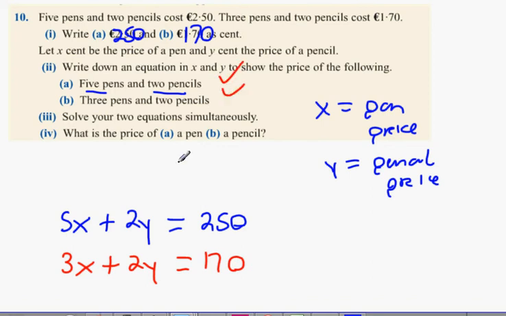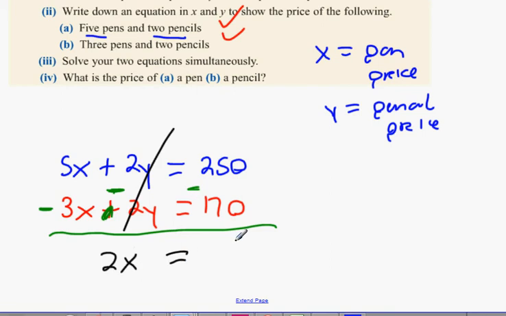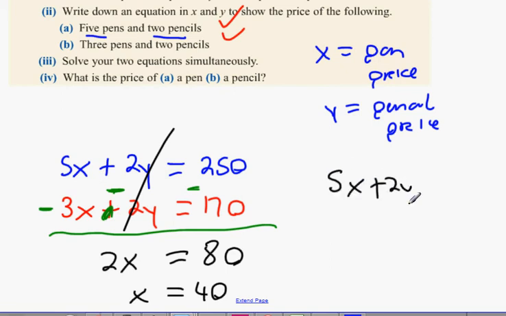Done. Solve your equation simultaneously. How would you do that? Harry? Multiply 1 by minus 1. Which one? We'll go bottom, okay? Minus, minus, minus. Let's see what happens. 2x equals? 80. X equals? 40. Pick an equation. We'll pick the first one because it's still intact. We didn't change it. Okay?